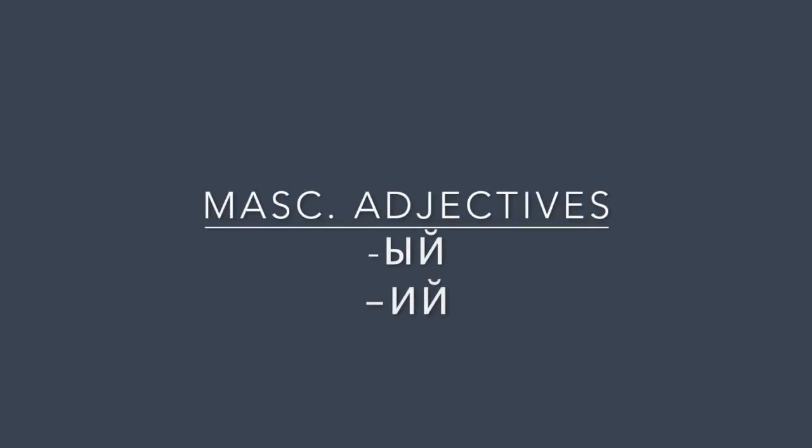When it comes to endings, we always have two options. All masculine adjectives will end either in y or in i. Your choice depends on the consonant that precedes the ending, but from my experience, at the beginner stages of learning, in 90% of cases you're going to use the top ending, y. For example, a new house is новый дом. Or a blue marker, синий маркер.